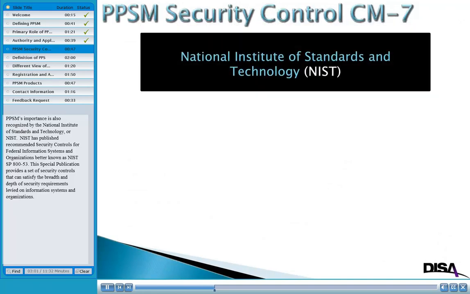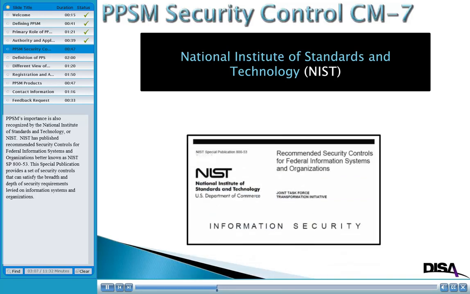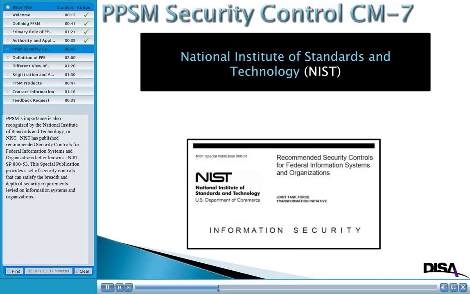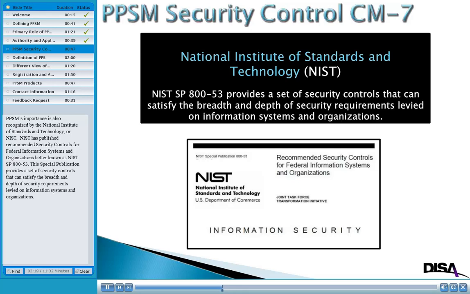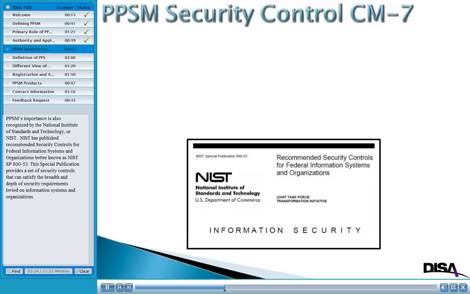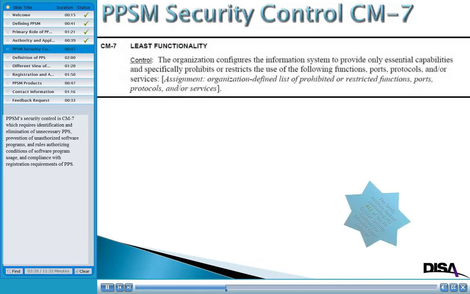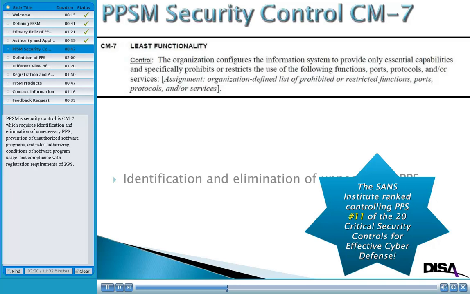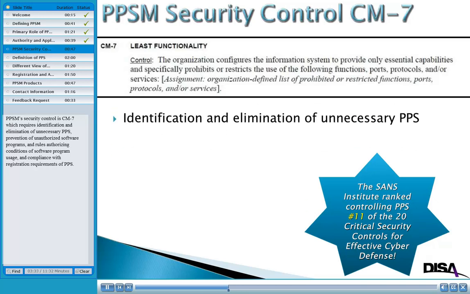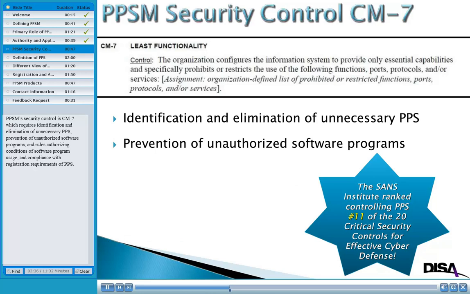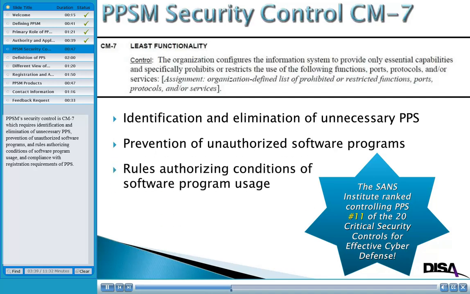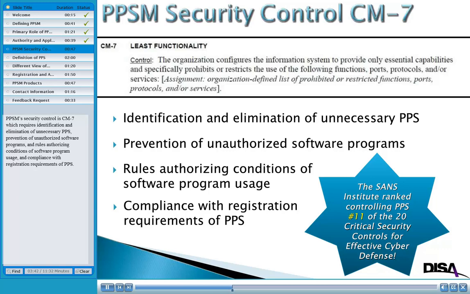PPSM's importance is also recognized by the National Institute of Standards and Technology, or NIST. NIST has published recommended security controls for federal information systems and organizations, better known as NIST SP 800-53. This special publication provides a set of security controls that can satisfy the breadth and depth of security requirements levied on information systems and organizations. PPSM security control is CM-7, which requires identification and elimination of unnecessary PPS, prevention of unauthorized software programs, and rules authorizing conditions of software program usage in compliance with registration requirements of PPS.